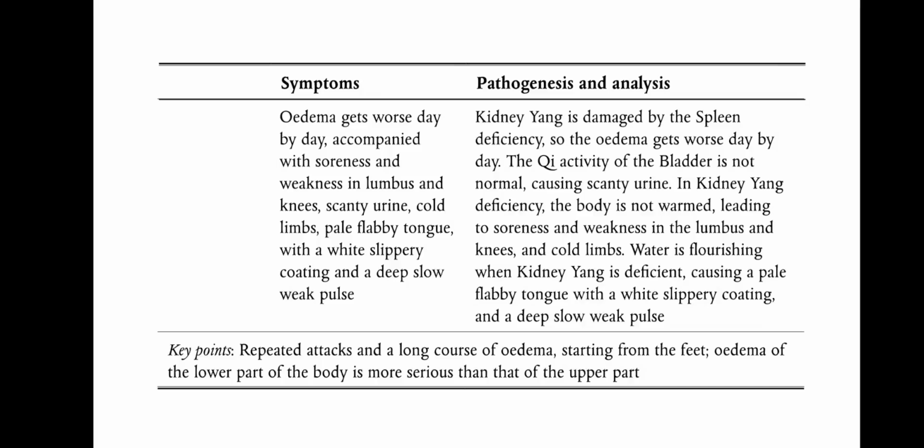The pathogenesis and analysis is kidney yang is damaged by the spleen deficiency, so the edema gets worse day by day. The qi activity of the bladder is not normal, causing scanty urine. In kidney yang deficiency, the body is not warmed, leading to soreness and weakness in the lumbus and knees and cold limbs. Water is flourishing when kidney yang is deficient, causing a pale flabby tongue with a white slippery coating and a deep, slow, weak pulse.